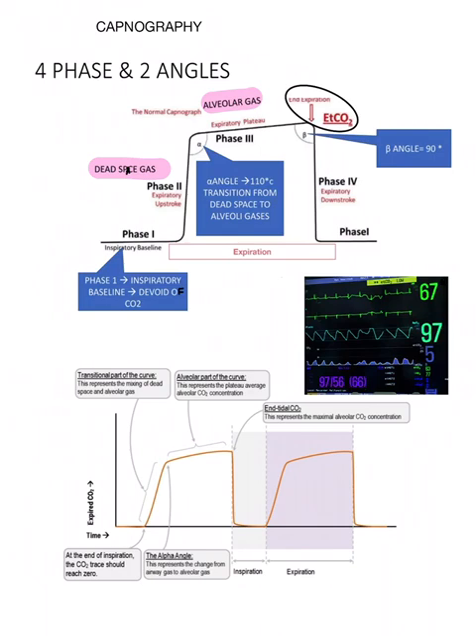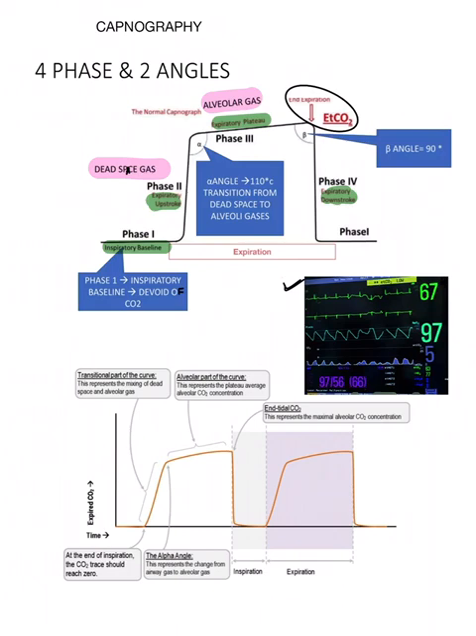So what happens in a capnography? This is the typical monitor screen that you see in your anesthesia posting, guys. There are 4 phases in capnography and 2 angles in the capnograph. So what are the 4 phases, guys? First of all, it's the inspiratory baseline, then the expiratory upstroke, then the expiratory plateau phase, then the expiratory downstroke, guys.